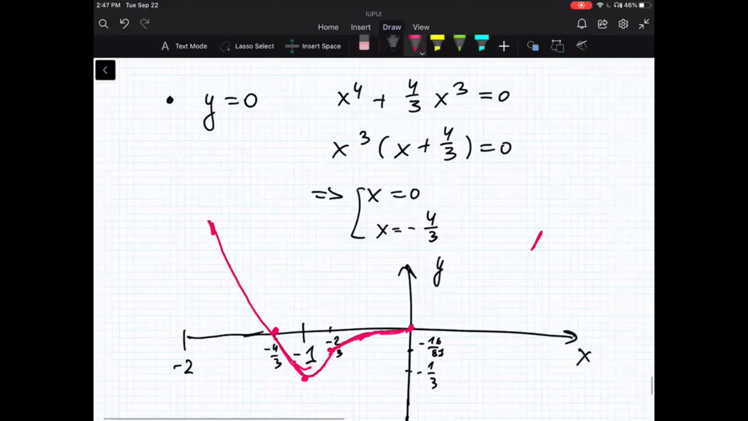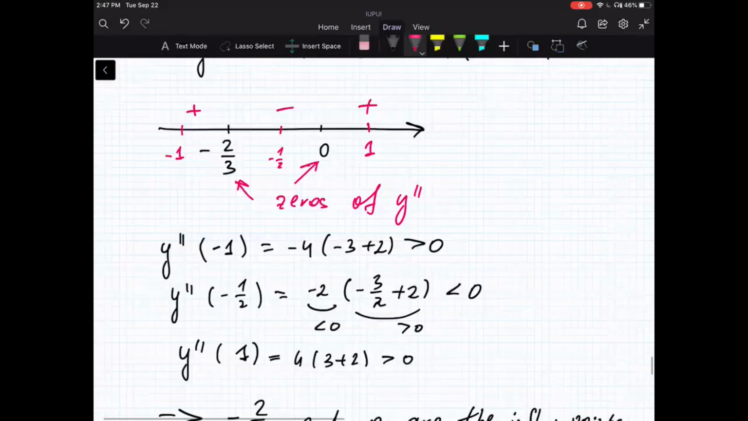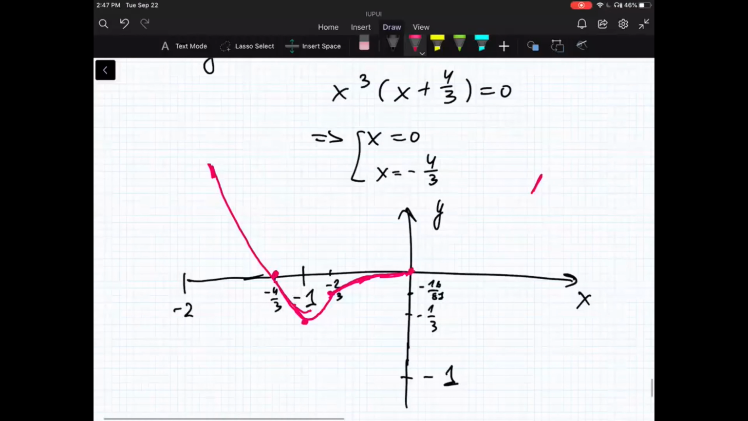And then at point 0, it changes again to concave up, and my function is still increasing. So it goes like that. And this is the sketch of the curve.